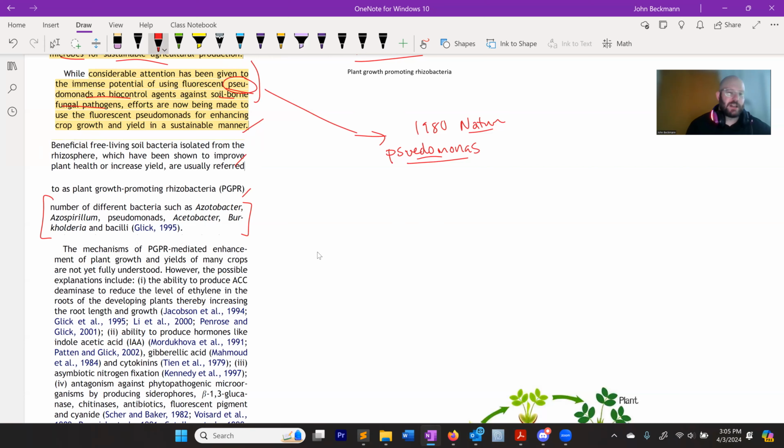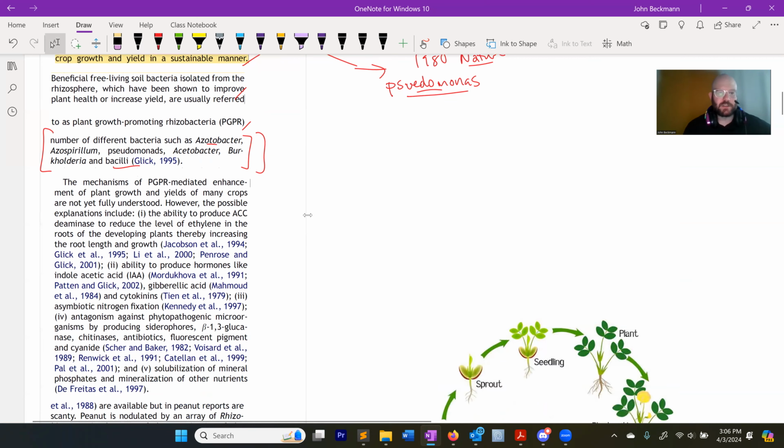These are things like Azotobacter, Azospirillum, Pseudomonas, Acetobacter, Burkholderia, Bacilli. Bacillus is a real common one. So we talked in the last lecture about Bacillus thuringiensis. There are BT PGPRs, and there's also things like Bacillus subtilis. Other Bacillus derivatives are commonly PGPRs. So there's essentially a bunch of different genera that can do this. It's not just one particular bacteria.